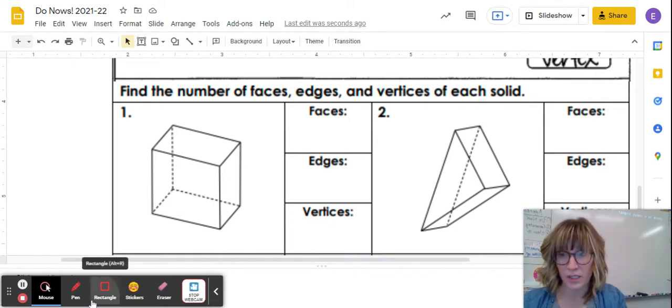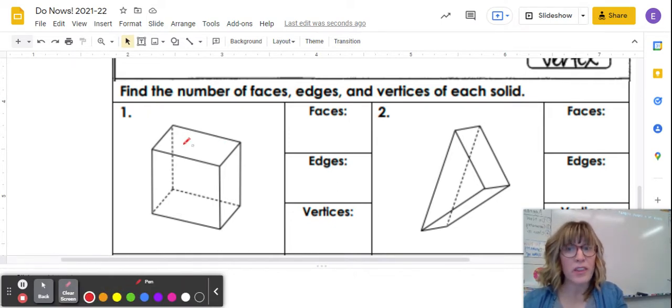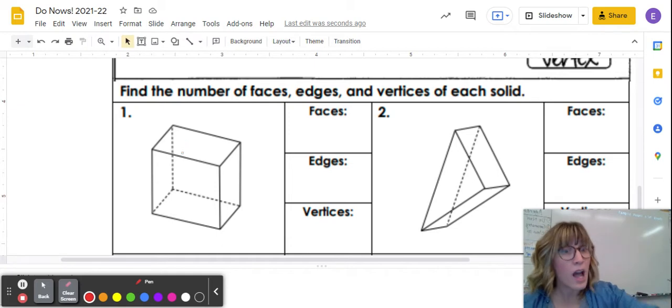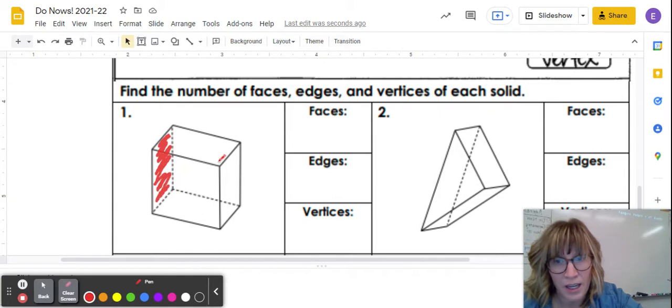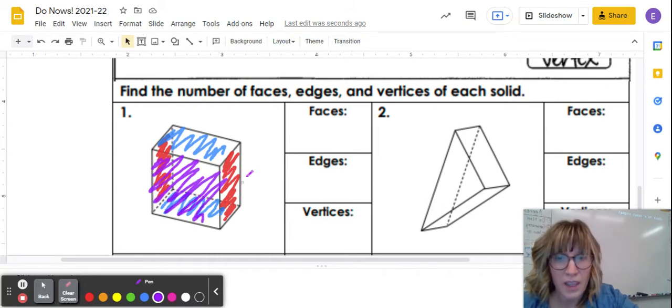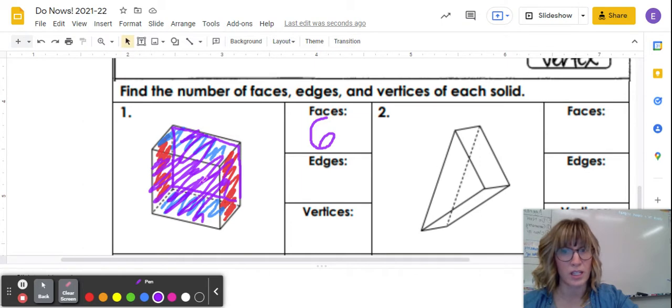So on this first example, let's get the pen going. If we think about faces, those flat parts, you might use some colors to help you if that makes sense to you. So I'm thinking about these side pieces that go up and down. They're these long rectangles. I know these are going to be the same size. There's 2 of those. There's a bottom and there's a top. And then the final faces here are a front face, and then on the back, we also have the back face. So in total, we have 6 faces in this rectangular prism.